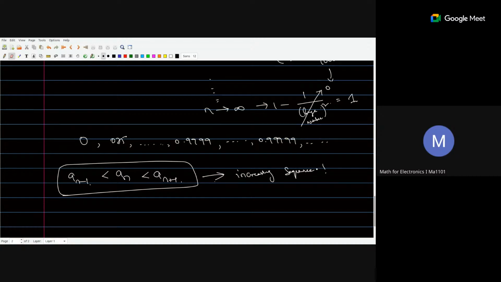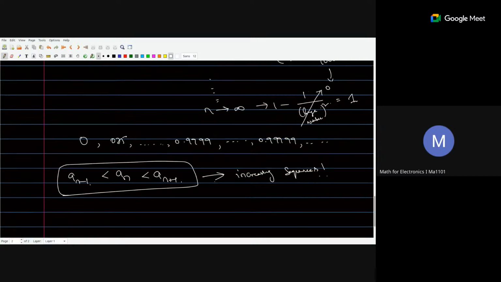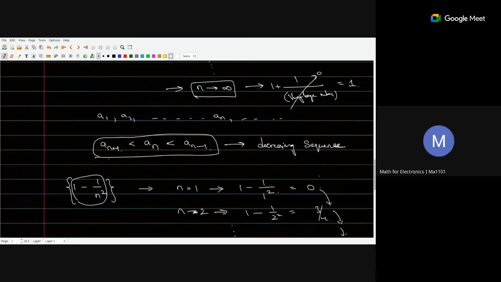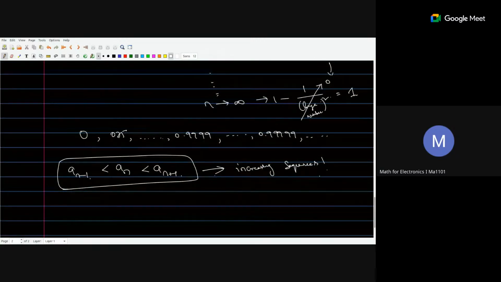So these are just the classifications of sequences. If it follows this trend, it is an increasing sequence. If it follows this trend, a(n+1) is less than a(n), then it is a decreasing sequence. If the sequence doesn't follow either of these, it is called neither increasing nor decreasing.